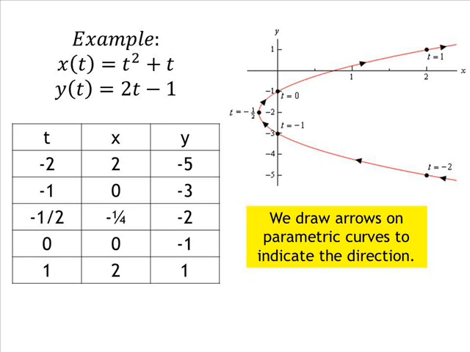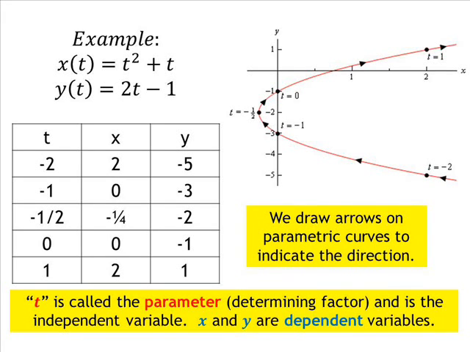Now, a lot of people ask me, well, how can time be negative? Well, t equals 0 is arbitrary. For example, maybe t equals 0 is noon. That means that a negative t value would be sometime before noon, and a positive t value would be sometime after noon. So yes, you can use negative numbers for time. To reiterate, t is called the parameter because time is the determining factor, and it's called an independent variable, whereas x and y are called dependent variables because their values depend upon what you plugged in for t.